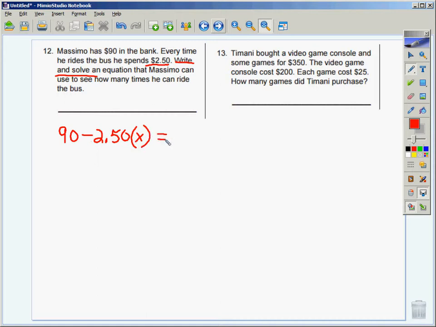And they want to know how many times he can ride the bus. And remember, he could ride it until he was down to nothing. I would subtract 90 from both sides. By the way, this is my equation.